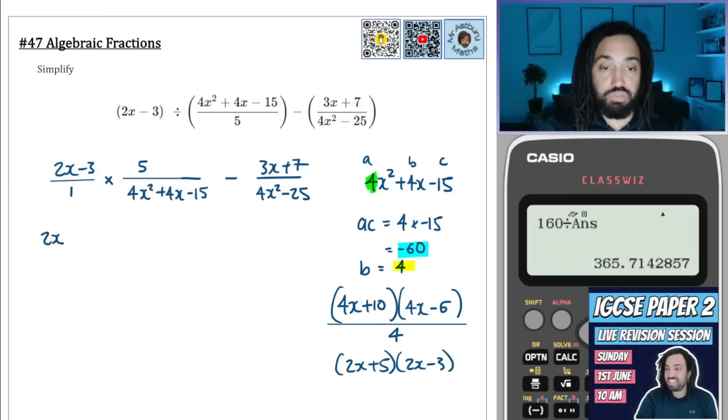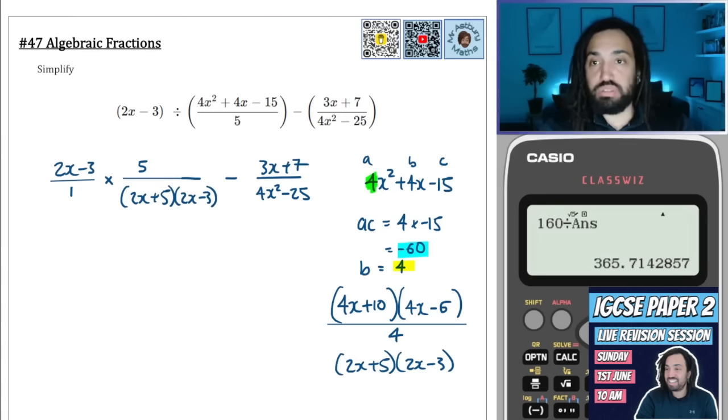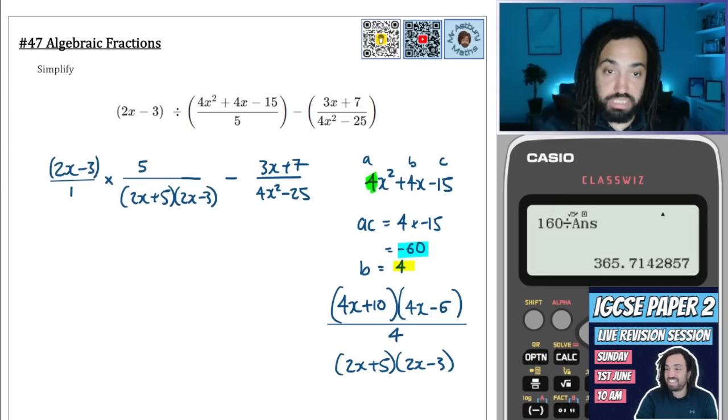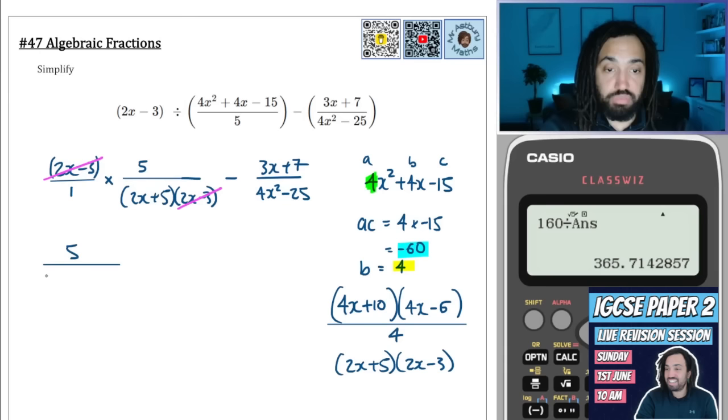Okay, so I can now rewrite this. In fact, just to save a bit of time, I'm just going to delete it, I'm going to write the factorised form in here, which is 2x plus 5, 2x minus 3. So now we can imagine this as a bracket like this, and it allows us to then cancel that bracket with this one down here. So this fraction over here becomes 5 over 2x plus 5.